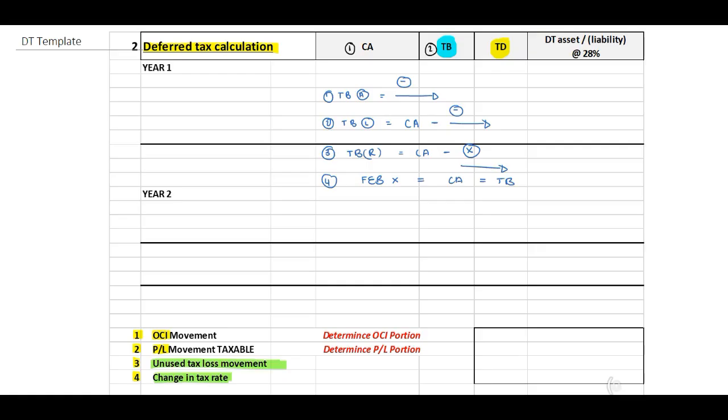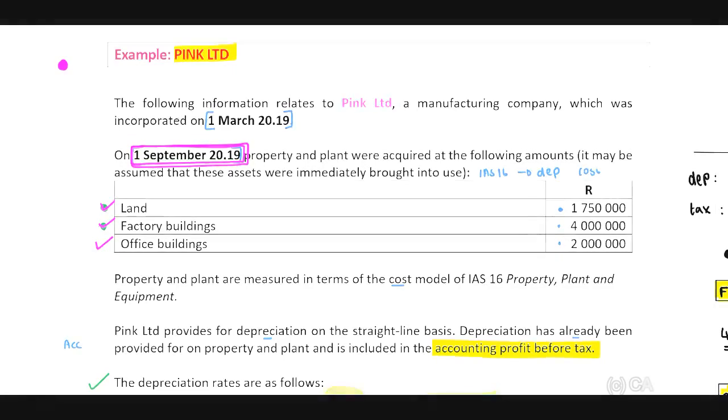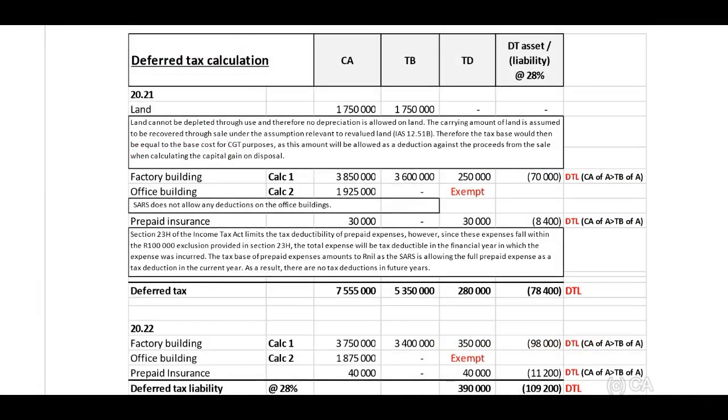Right, now, we need to refer to our scenario and we need to identify all of our assets and liabilities to transfer to our deferred tax template. Now remember, we have read through this and I am now going to make use of Pink for you to be able to follow my discussion. We have land, factory building and office buildings. Important, these assets were purchased on 1 September 2019. Right, now this is our deferred tax calculation as per your solution.